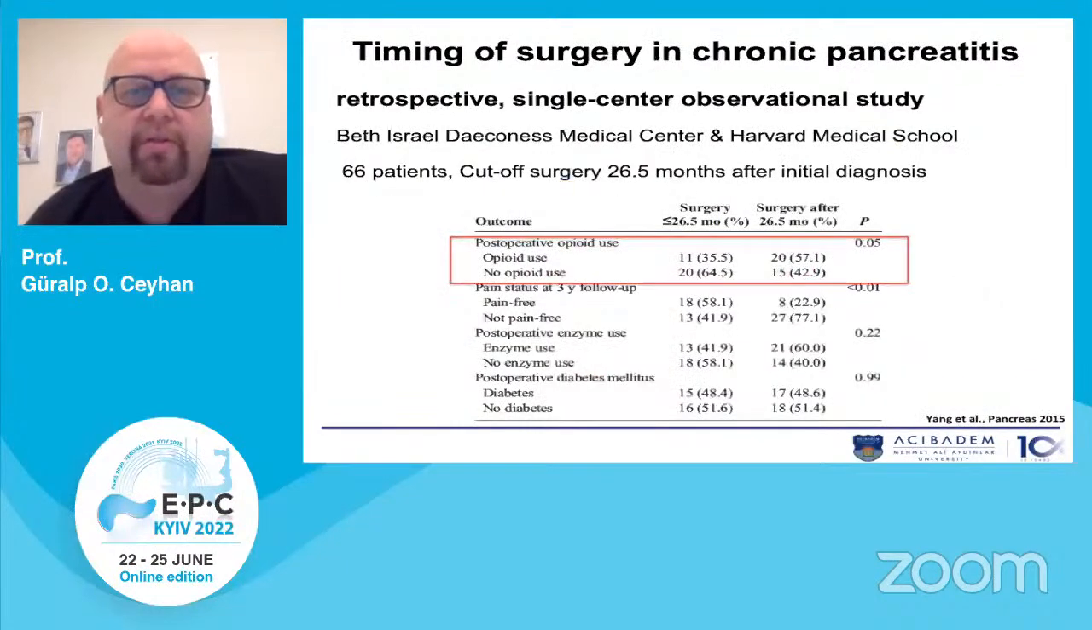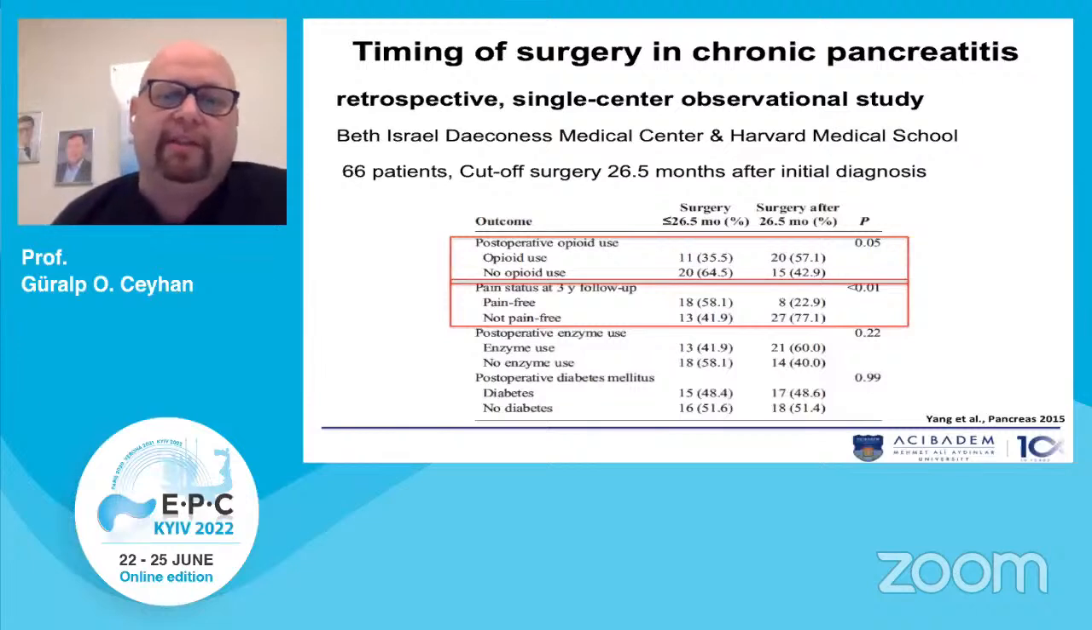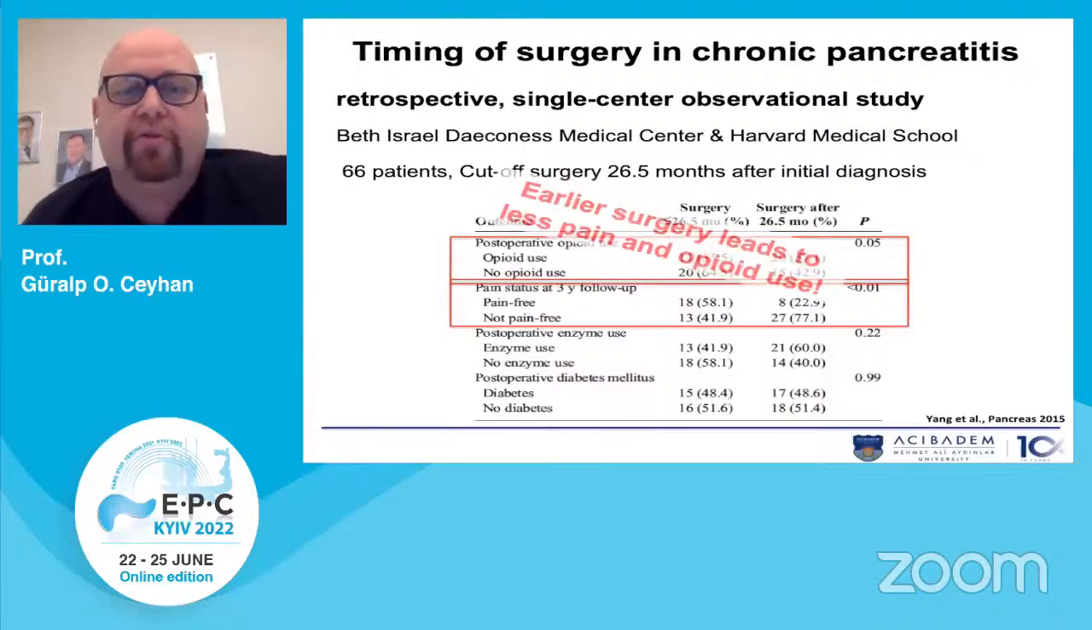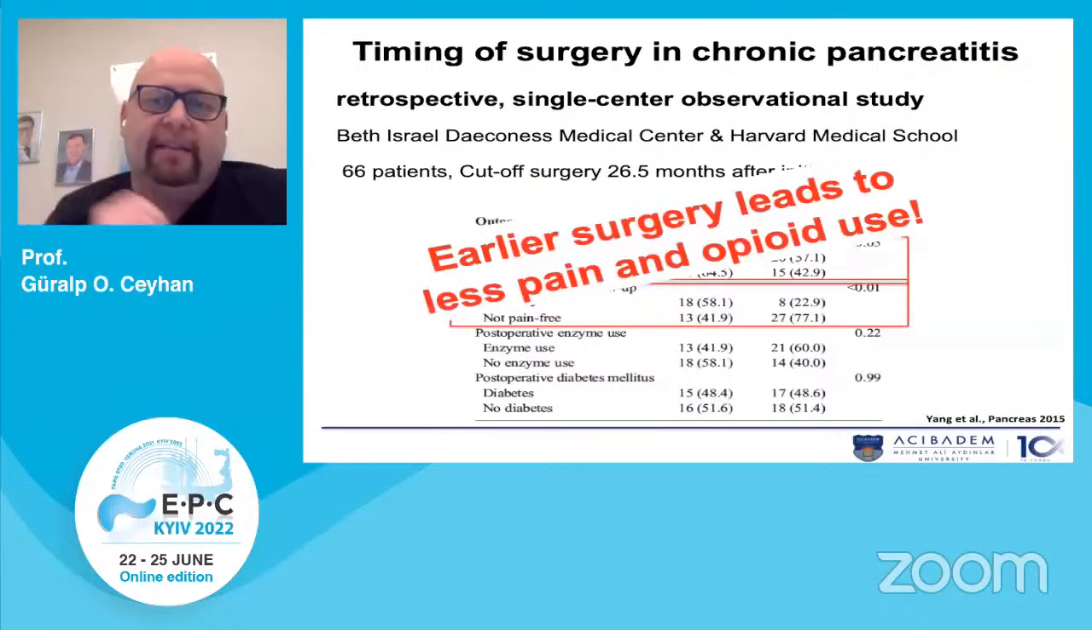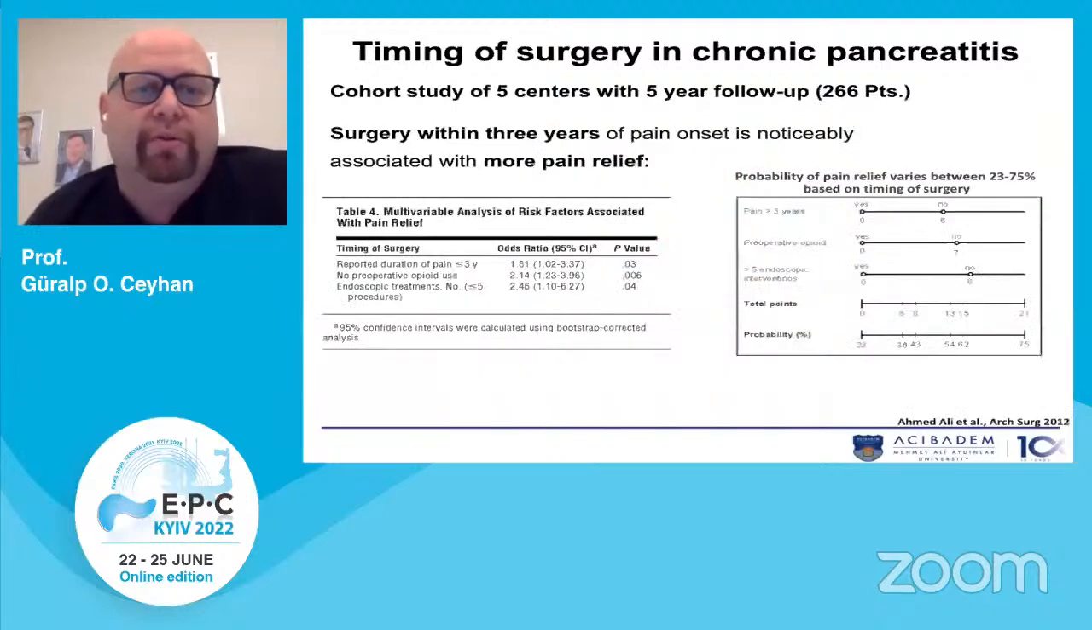Now, let's look at when we should do the surgery, because this is actually the most important part. Whether the patient has had a longer pain-free period, or opioid use or not, does matter. This means when a patient suffers longer, or needs opioids to get rid of the pain, then actually we are already too late. And here it clearly indicates that early surgery leads to less pain and opioid use.